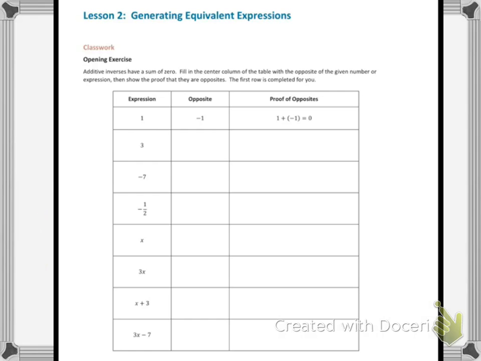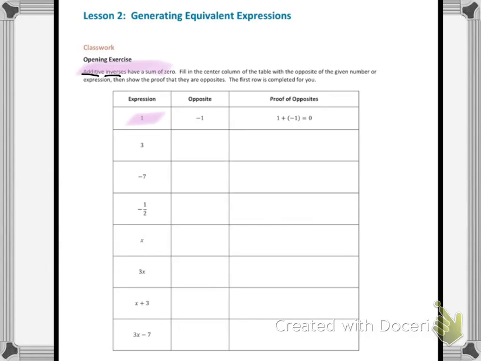Okay, so let's go ahead and get started on this opening exercise here. It makes a statement first, of course. It says additive inverses have a sum of 0. Fill in the center column of the table with the opposite of the given number or expression, then show the proof that they are opposites. The first row here is completed for you.